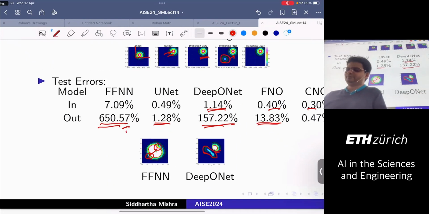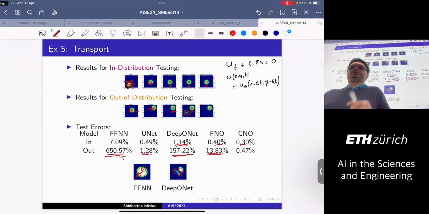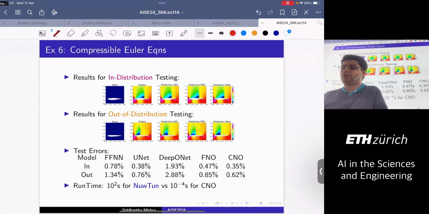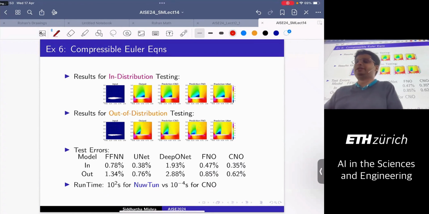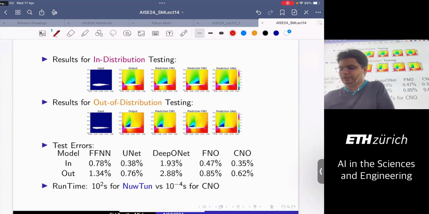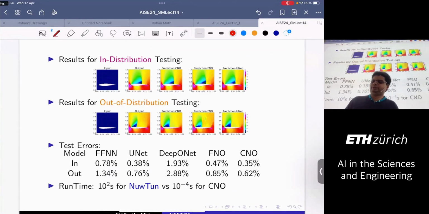So sometimes, the theory and practice are not completely uncorrelated from each other. You understand the theory and you expect certain things, and that is what is borne out in practice. So this was a good test for out of distribution performance of a neural architecture, and you see the results here. The last example that I'll give is what are called the compressible Euler equations. We have seen these equations before, so I'm not going to rewrite them. And again, this is the flow past the airfoil, right? So our familiar problem that we have dealt with many, many times.